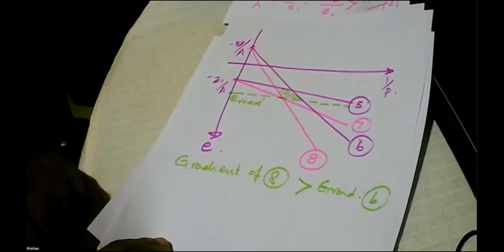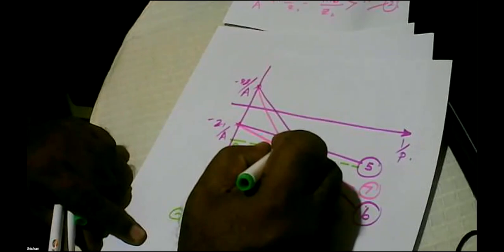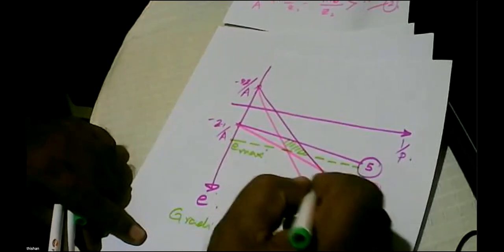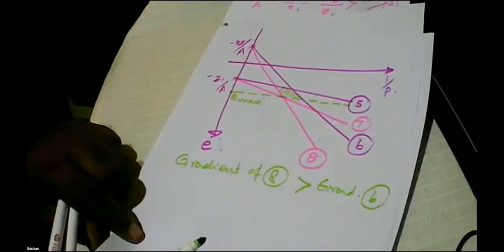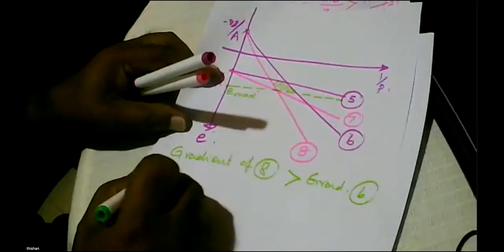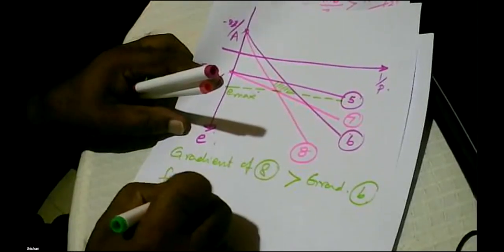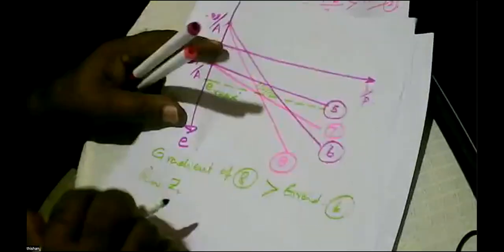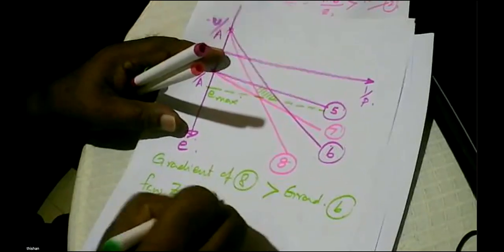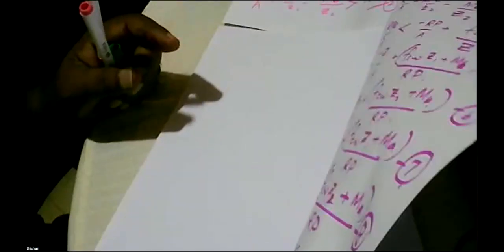Because 6 and 5 say e should be greater than, meaning e should be on this side. And the last two equations say e should be less than, which means it should be on the upper side. So if you take the gradient of 8, that is fcw over z2 plus MA over RP.